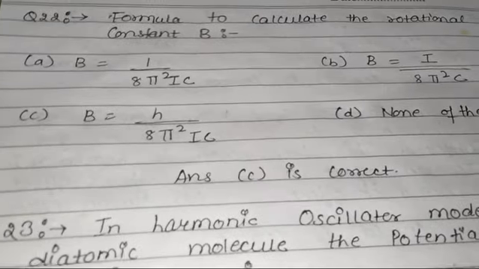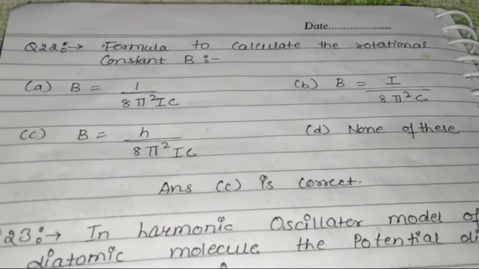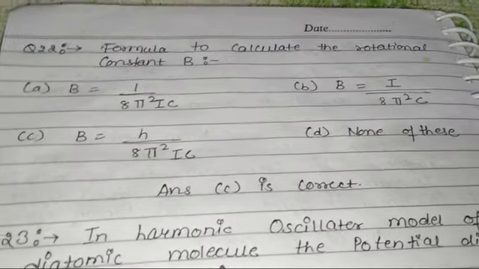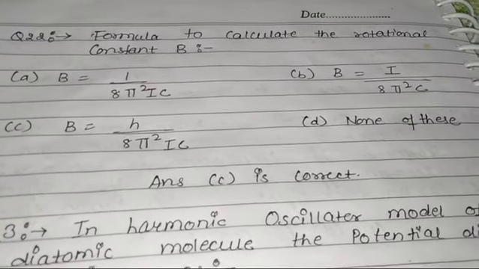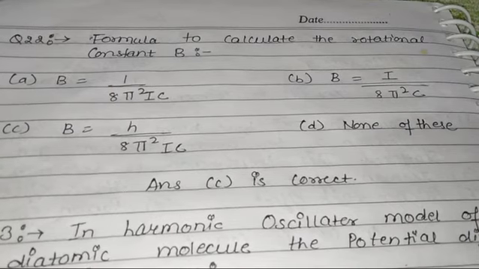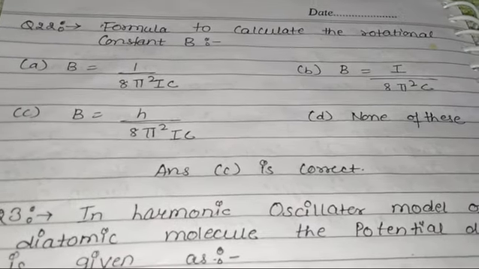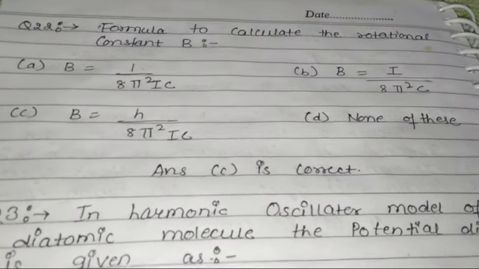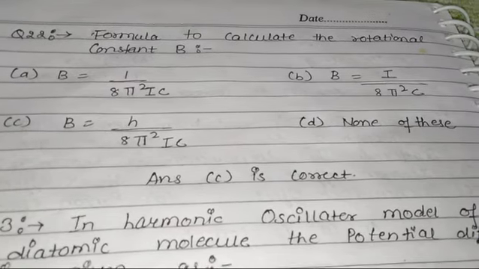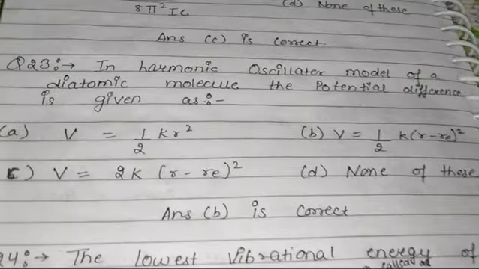Okay. Next question is question 22. Formula to calculate the rotational constant B. A, B is equal to 1 by 8 pi square IC. B, B is equal to I by 8 pi square C. C, B is equal to h by 8 pi square IC. D, none of these. So here answer C is the correct answer, that is B is equal to h upon 8 pi square IC.